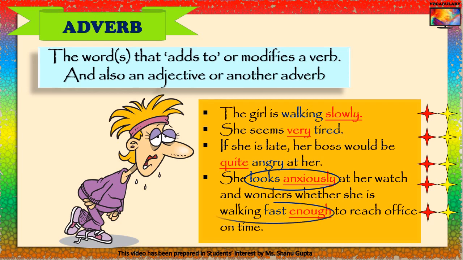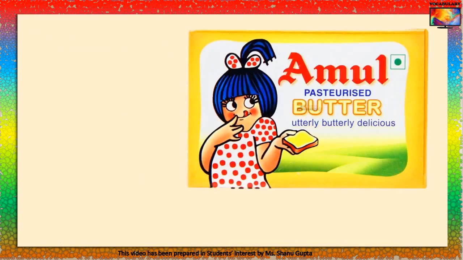And in the phrase walking fast enough, the adverb fast modifies the verb walking. And in turn, the word enough modifies the fellow adverb fast. And so, enough is also an adverb. So an adverb can modify a verb, an adjective or another adverb. Here is a very effective example that will help you remember this.